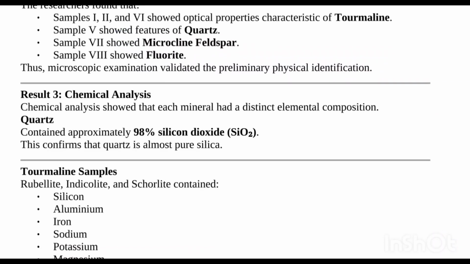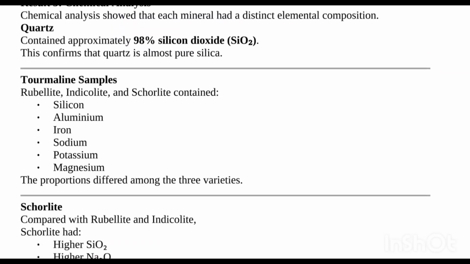Now the result of the third, that is chemical analysis. Chemical analysis shows that each mineral had a distinct elemental composition, and that quartz contains approximately 98% silicon dioxide. This confirms that quartz is almost pure silica. The tourmaline samples, that is rubellite, indicolite and schorlite, contain silicon, aluminium, iron, sodium, potassium, magnesium. The proportions differ among the three varieties.